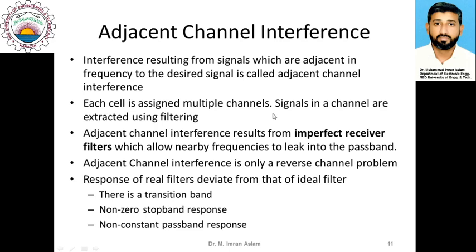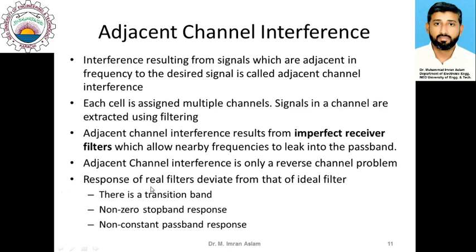So some of the stop band frequencies leak into the pass band, and eventually this causes the adjacent channel interference. Generally, this adjacent channel interference is a reverse channel effect. Generally, this is affected on the reverse direction. That is, when a mobile is trying to communicate with the base station. So this interference effect is dominant at the base station side.